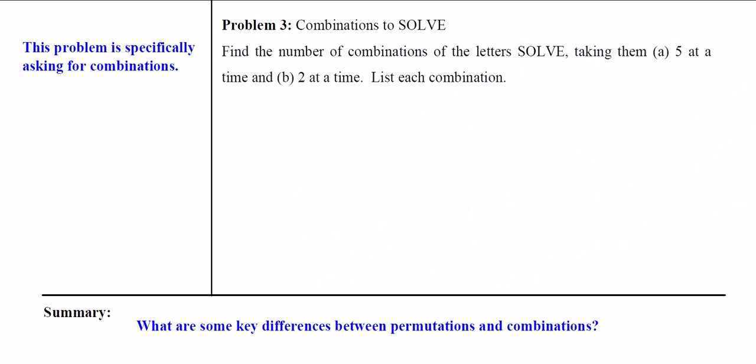For your summary, you're going to want to write down some words. What are some key differences between permutations and combinations?